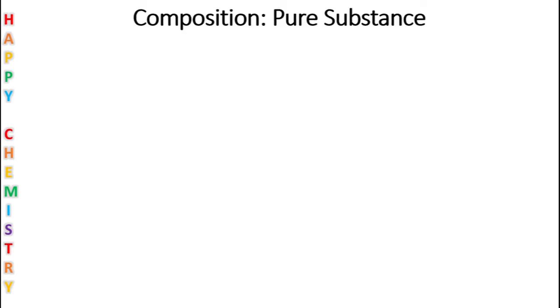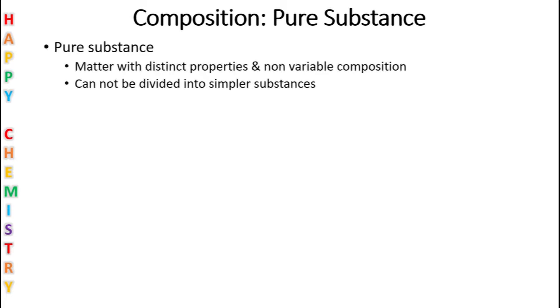Now we will see classification according to the composition. First, we will look at the pure substances. What is a pure substance? A pure substance is a matter that has distinct properties with non-variable composition. Pure substances cannot be divided into simpler substances.